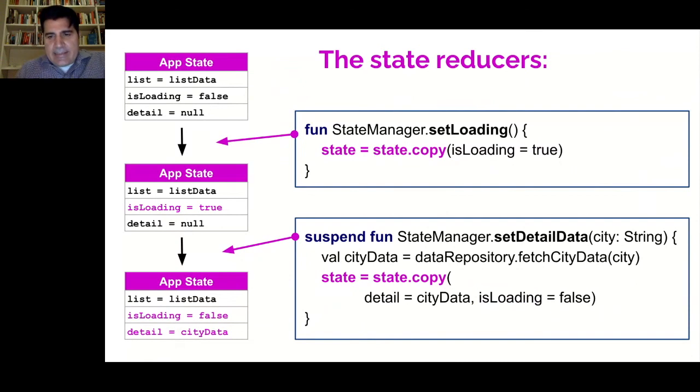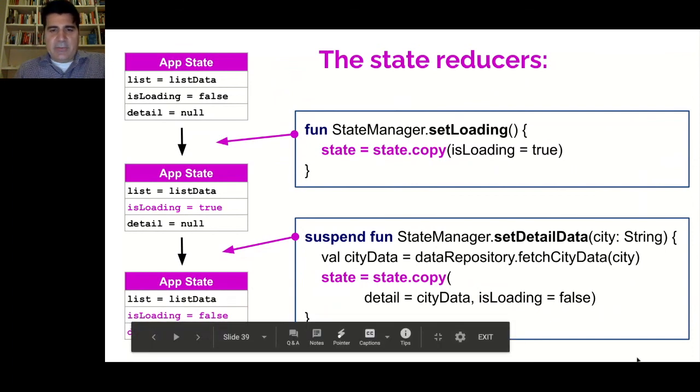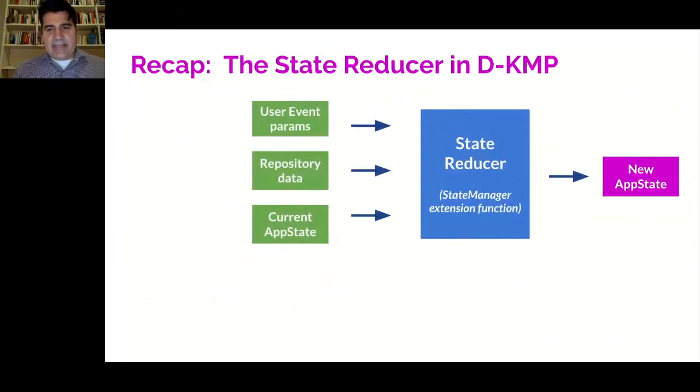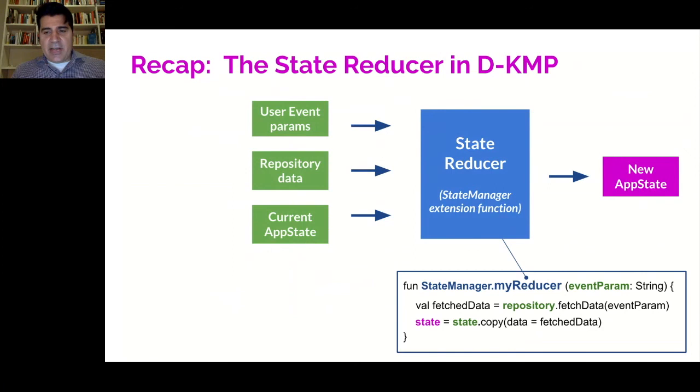And in the set details data state reducer, we also need to fetch data from the data repository, and then we update the state with the details, as we said earlier. So, recap: a state reducer is a state manager extension function which takes three different inputs. One is the user event parameter, which in our case was the Berlin string, a trigger provided by the UI layer. Then you have the data repository, which we saw earlier.